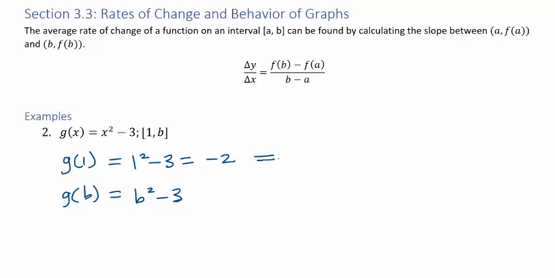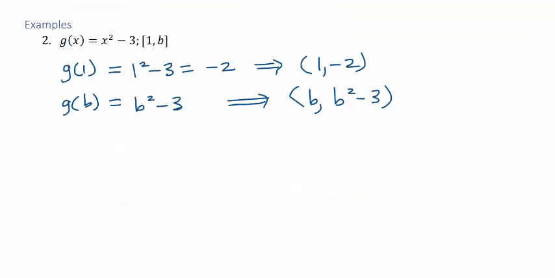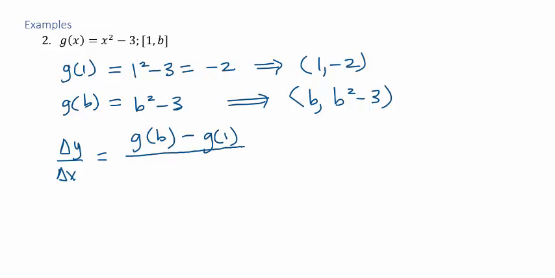If it helps, you can definitely write these answers as ordered pairs. So 1 comma negative 2 is the first ordered pair, and then the second is b comma b squared minus 3. Next we're going to substitute these values into the average rate of change formula. So delta y over delta x is equal to g of b minus g of 1 divided by b minus 1.